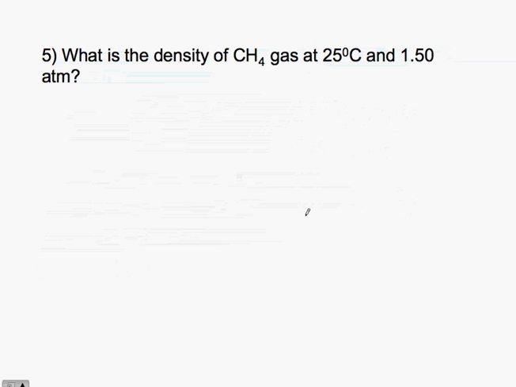Okay, let's take a look at another problem. It says, what is the density of CH4 gas, methane gas, at 25 degrees Celsius and 1 atmosphere? So again, we start with our equation, PV is equal to nRT. We already know that because we're looking for density, density is equal to mass over volume. So we want to find the density.